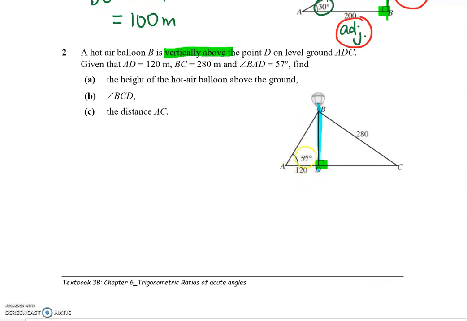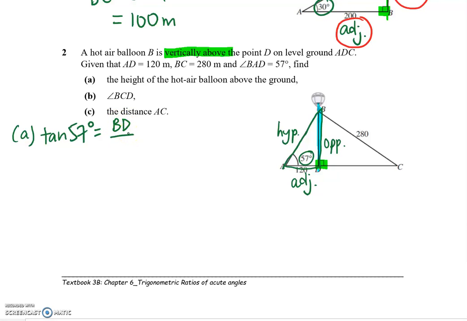Identify the sides of the triangle with respect to 57 degrees. So this should be adjacent, opposite, and hypotenuse when we're looking at triangle ADB. Now let's find the height. We want to find opposite and we are given adjacent, so we're thinking of tangent. Tangent 57 degrees is equal to opposite, which is BD, over AD, or 120 meters. So BD is just 120 tangent 57 degrees.